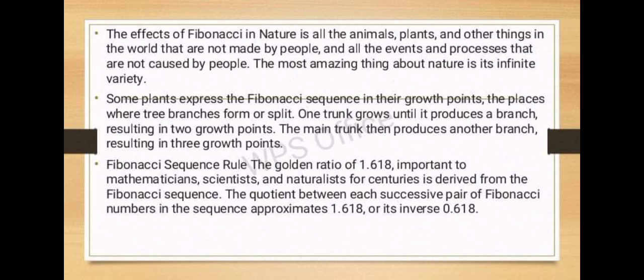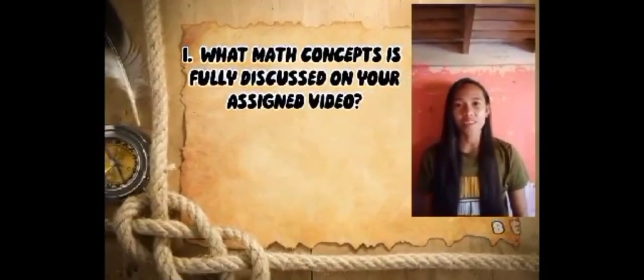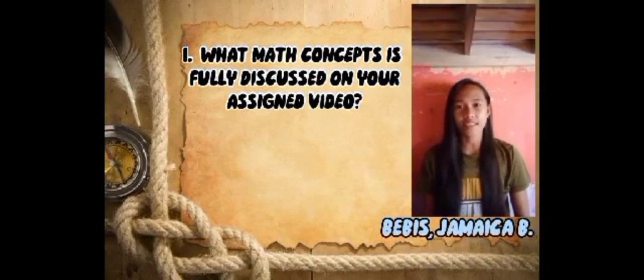and all the events and processes that are not caused by people. The most amazing thing about nature is its infinite variety. Example, x n is equal to x n minus 1 plus x n minus 2, where x n is term number n, x n minus 1 is the previous term, n minus 1, and x n minus 2 is the term before that.